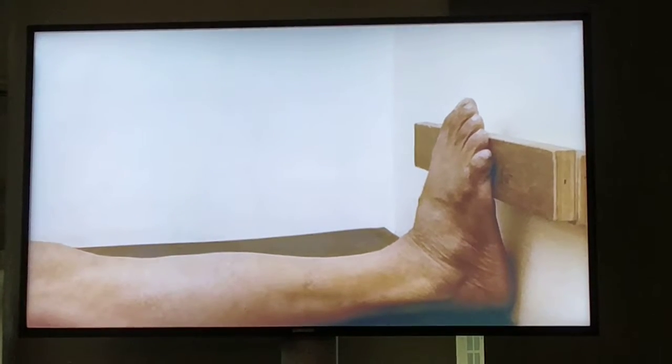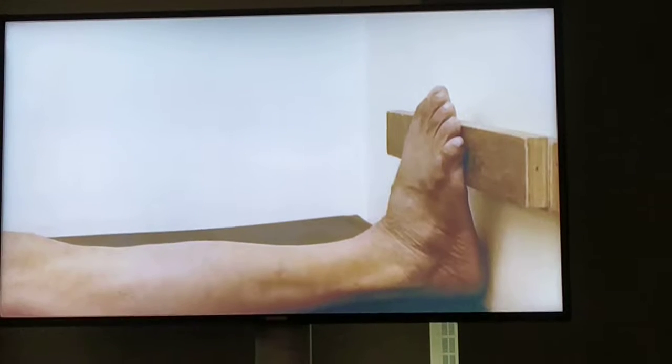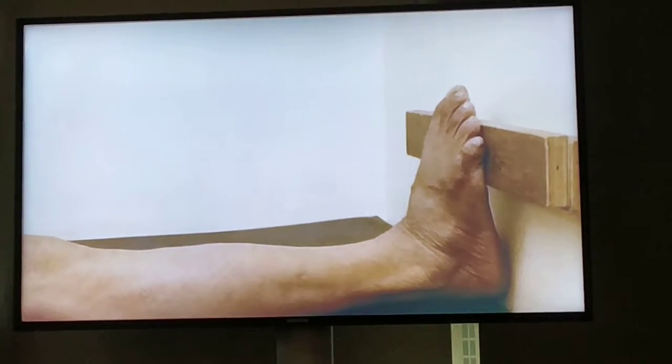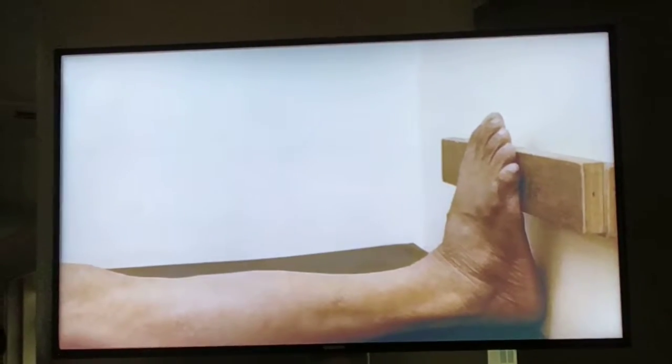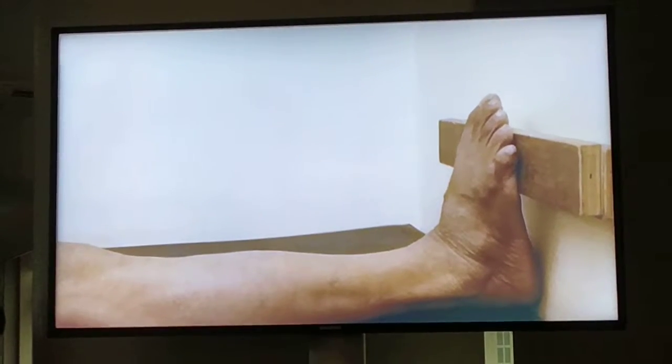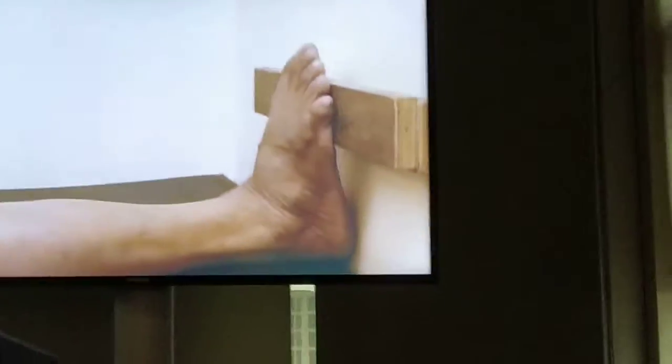And if a patient comes with plantar fasciitis and pain in the heel, and you do that in your clinic for 10 minutes, that patient says, "Where is my pain?" The pain is gone, because at that instant the plantar fascia is totally stretched.